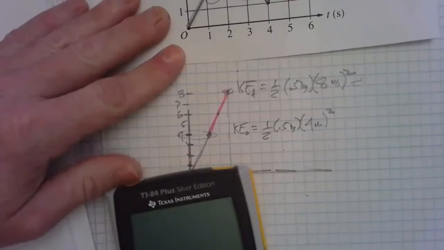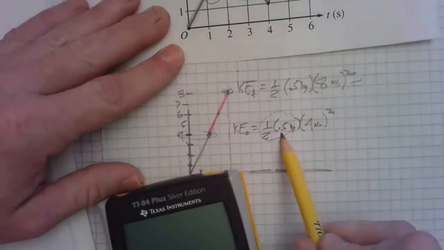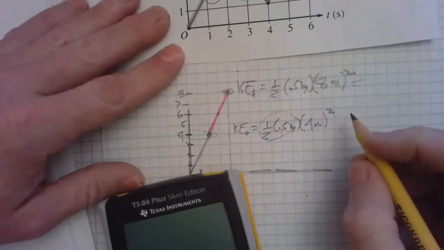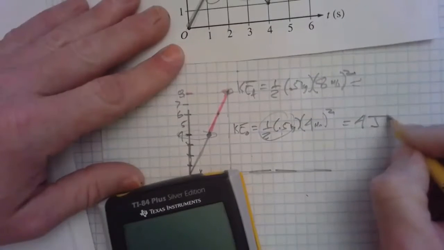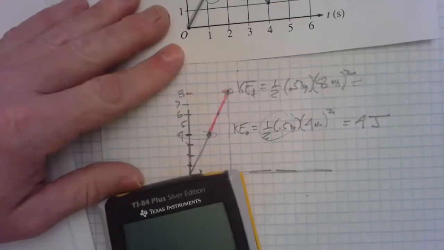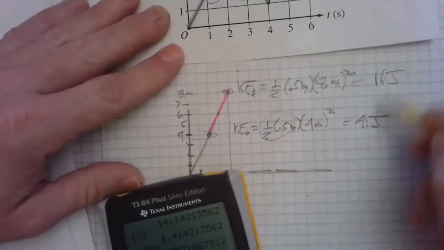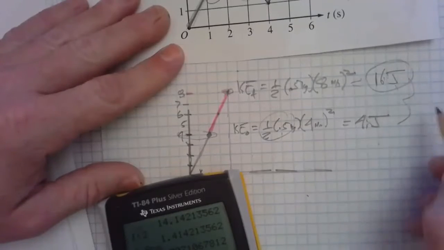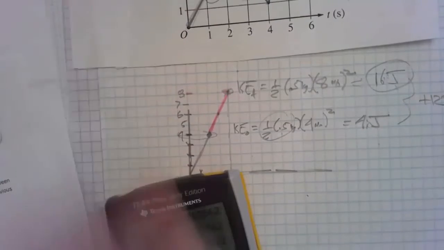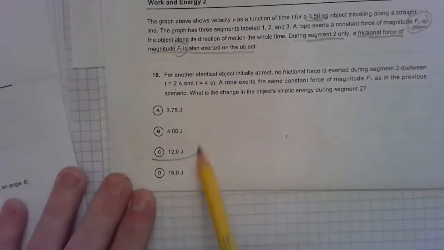So in the case of the bottom, that's 16 times a quarter, right? Half of a half is a quarter. A quarter of 16 is 4 joules. This is a quarter of 64, which I should be able to do in my head, but it's 16. So this is 16 joules. So what's the change in kinetic energy? Well, it's going to be 12 joules, right? The final minus the initial, it went up 12 joules. Let's see if we have an answer that says 12 joules. We do. Now let's see if it's the right answer.